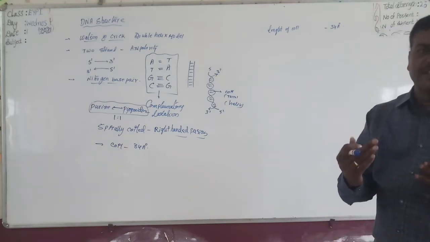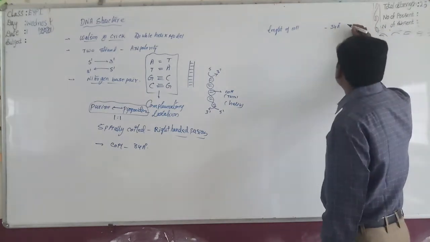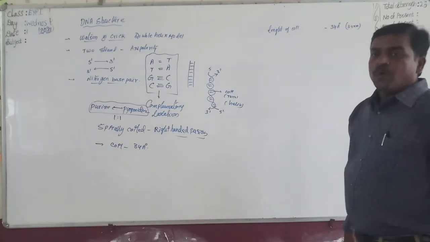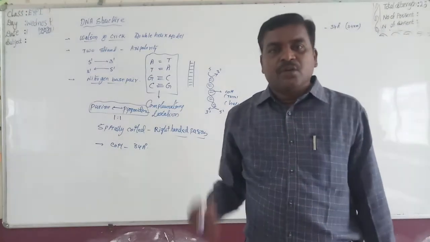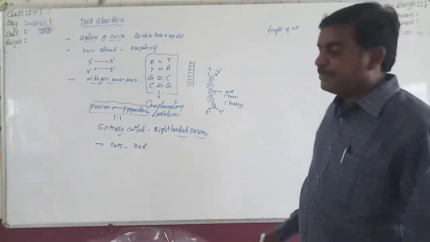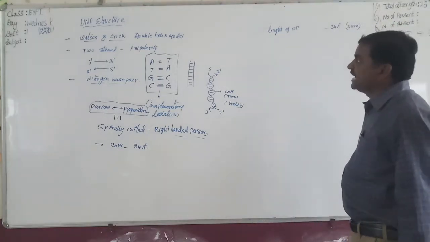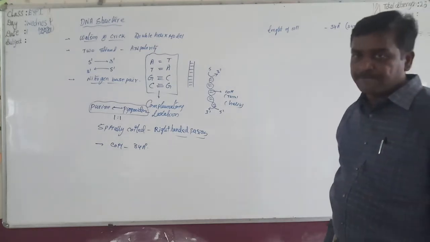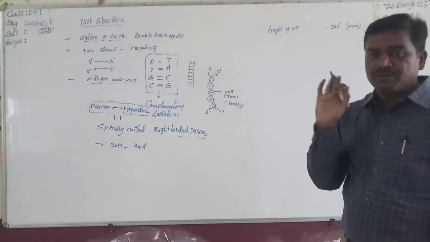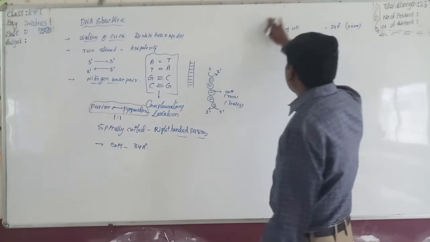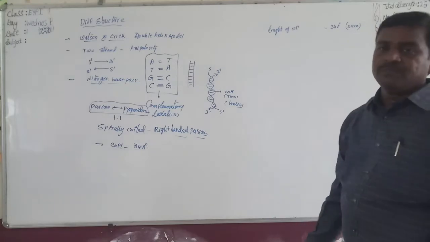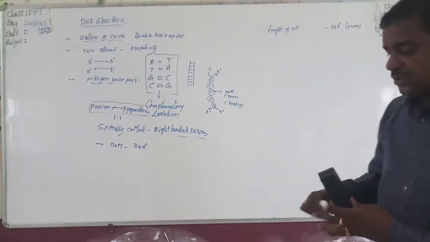34 angstroms length means what in nanometers? This is 3.4 nanometers. 1 nanometer is equal to 1 billionth part of a meter, that is 10 power minus 9 meters. Length of coil is 34 angstroms. Okay, very important students.